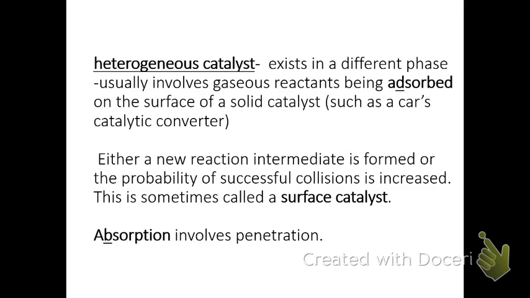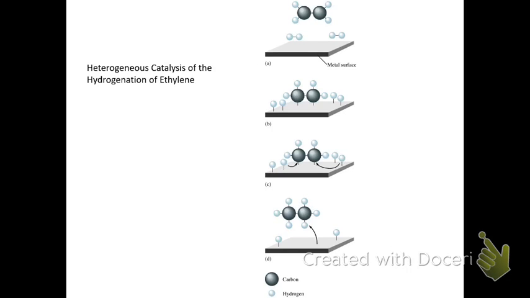Absorption involves penetration of that reaction on the catalyst, so it actually absorbs it. But usually we're doing adsorb, not absorb. Here's an example of hydrogen and carbon going through the catalyst, so then they're able to react. It's just like ethylene, which is C2, C double bonded 2 is what it is. And then from that, they often can make things like ethylene glycol, which is used in antifreeze.